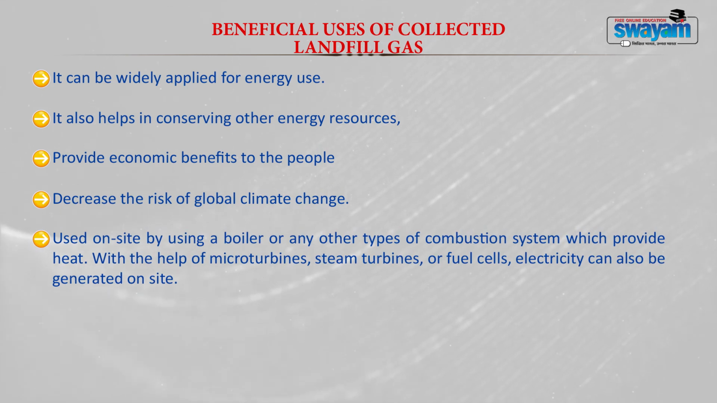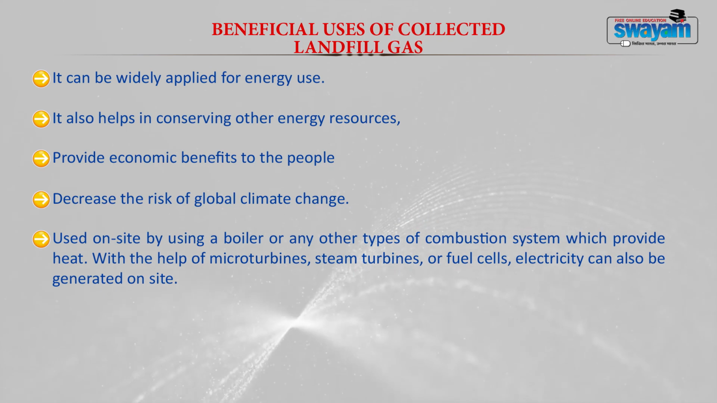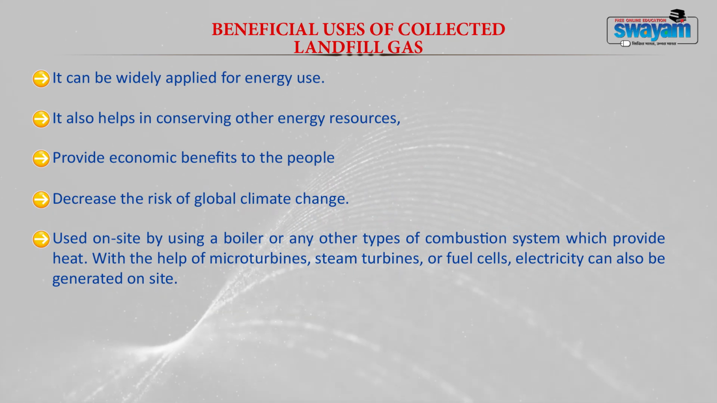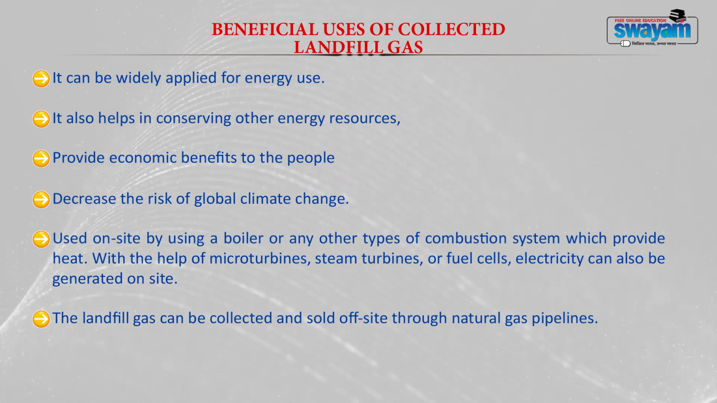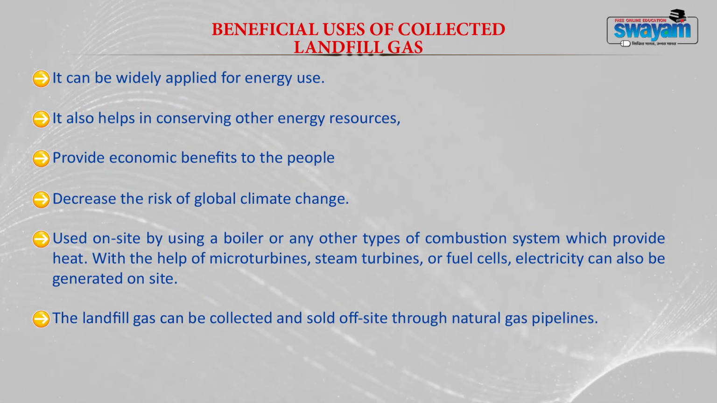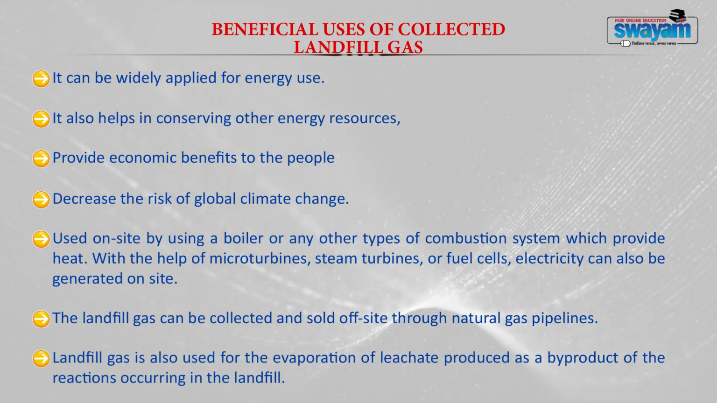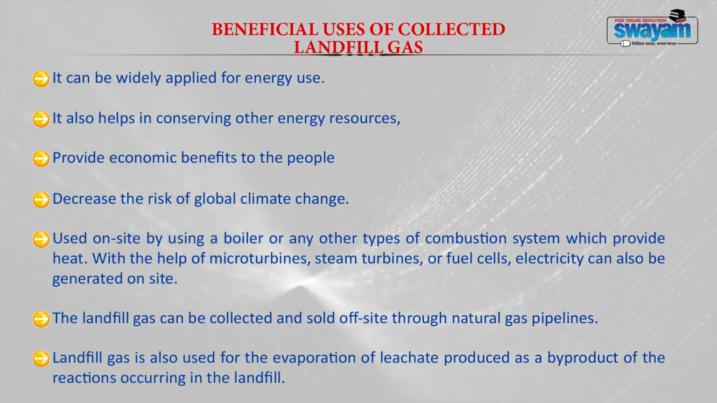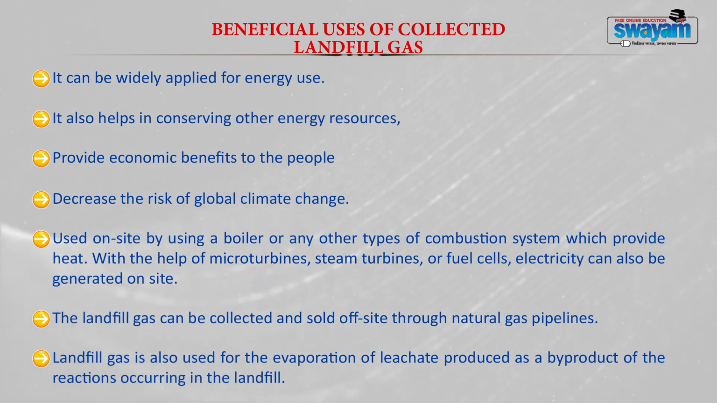It can be used on site by using a boiler or any other type of combustion system which will generally provide heat. Also, with the help of micro turbines, steam turbines or fuel cells, you can generate electricity from the landfill gas. The landfill gas can be collected and sold off site through natural gas pipelines. Landfill gas can also be used for the evaporation of leachate that is produced as a byproduct of the reactions that occur in the landfill.